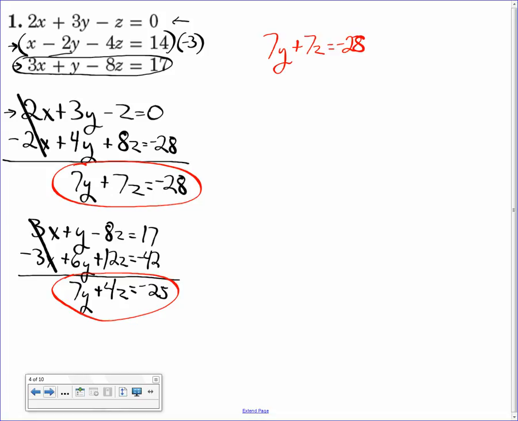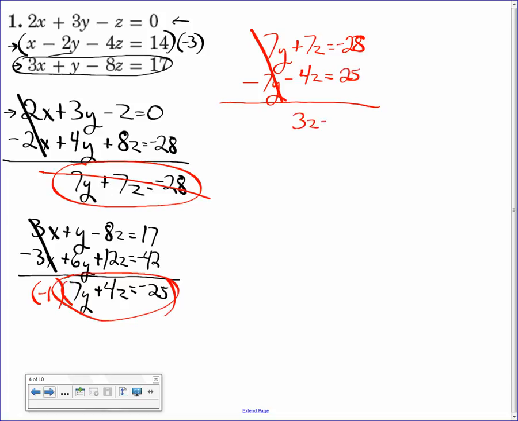Now, I want to get rid of my y's. I've already used this equation right here, so I'm going to use this equation right here now. Let's multiply this entire equation by negative 1 so that we can get rid of those y's. That's going to give me a negative 7y and a 4z times negative 1 is a minus 4z equals negative 25 times negative 1 is a 25. Now we're going to add these two equations together. The 7y's are gone, so I've got 7z minus 4z is 3z. Negative 28 plus 25 is negative 3. z is negative 1. We're getting there.